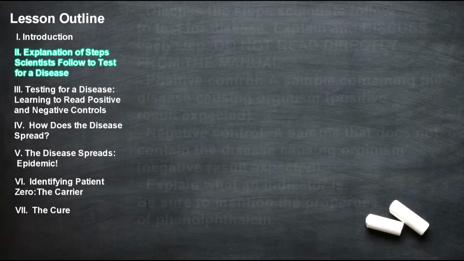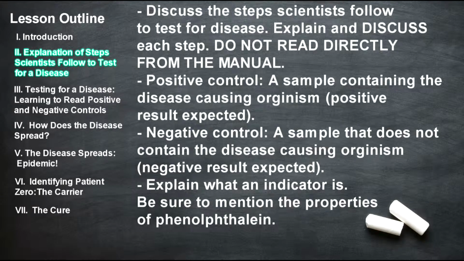Part 2. Steps scientists follow to test for a disease. Discuss with the students the steps that scientists follow to test for a disease. Make sure you explain and discuss each step in detail. Don't simply read from the manual. When you get to step 3, discuss with students the concept of positive and negative controls.